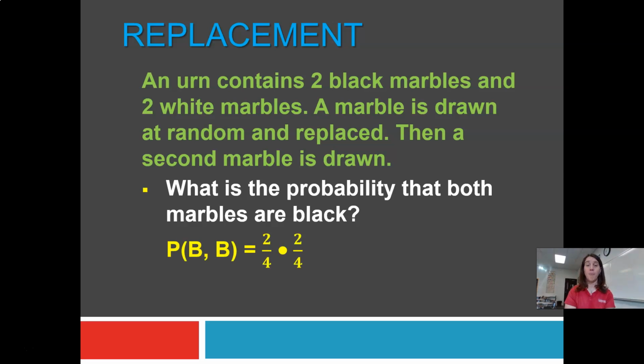So the probability of black and black, that's what I want to happen on this question, is 2 out of 4 times 2 out of 4. 2 black marbles out of the total of 4. Notice both of those fractions are the same because the original situation was true for both of those fractions. Both of the fractions reduce down to 1 over 2. So 1 over 2 times 1 over 2 gave me 1 over 4. Of course, you could multiply first, then reduce. That would be 4 over 16, and 4 over 16 also reduces down to 1 over 4.